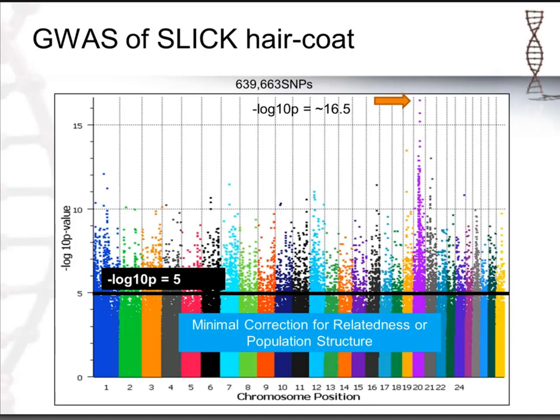And we at least see that we have a significant region on chromosome 20, which is where we wanted to see it. But you can note that there's a lot of background noise, a lot of SNPs that are still showing potential significance here. I have the black line at a negative log 10 p-value of 5 just as a reference for the next slide.